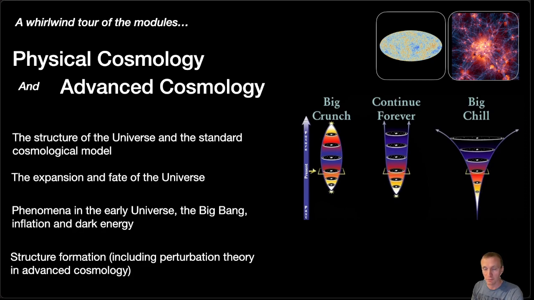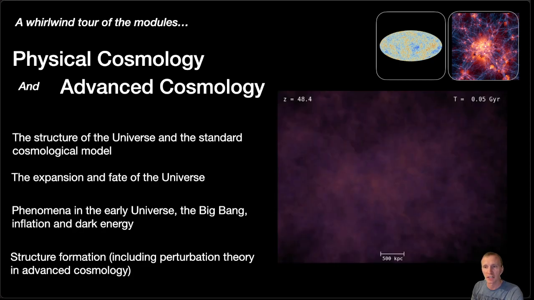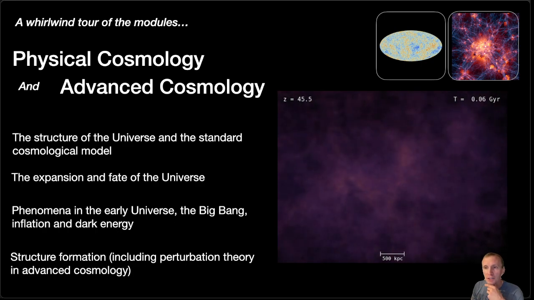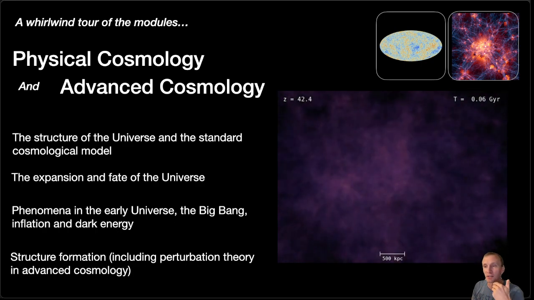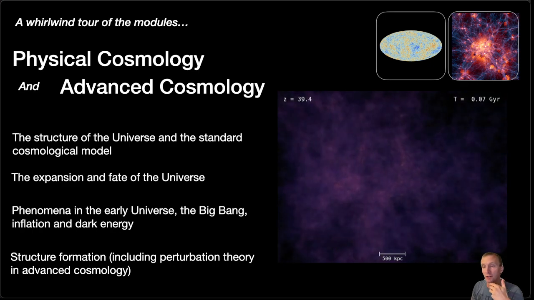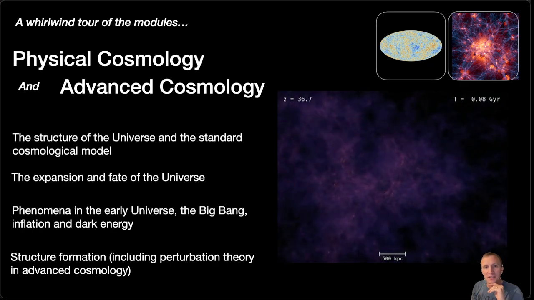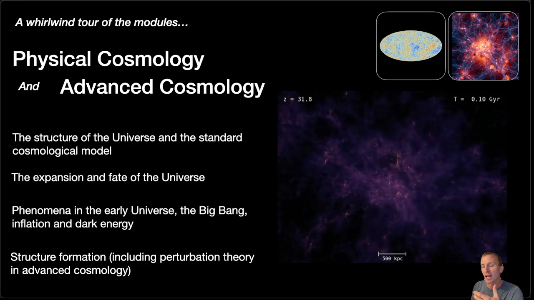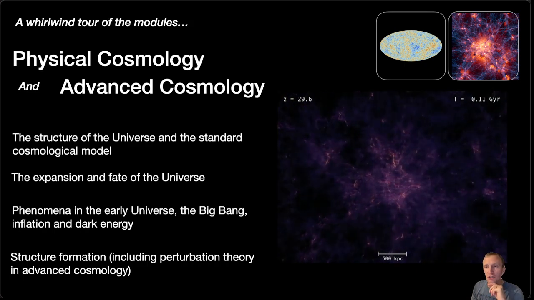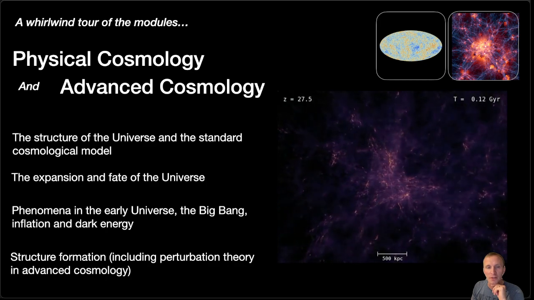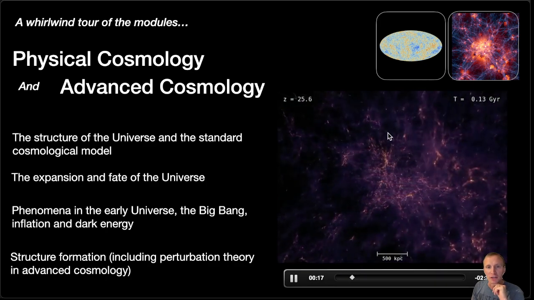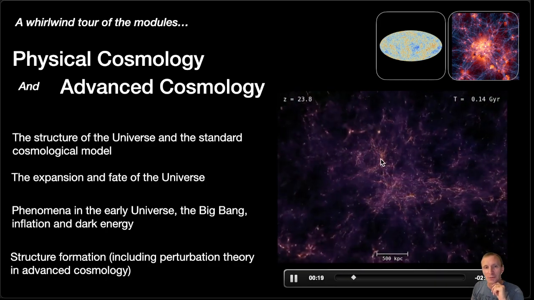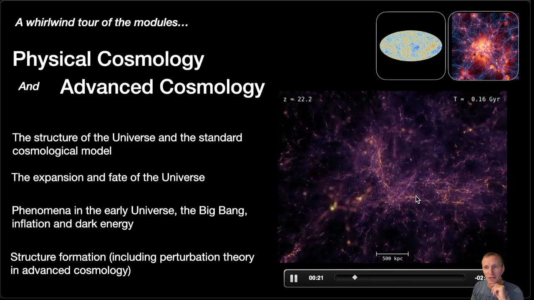And in advanced cosmology, what we add in is the introduction of structure into the universe. So this is a simulation of structure forming out of the universe. We won't be quite doing this in advanced cosmology, but using perturbation theory to analytically model the introduction of structure into the universe. So this here is a movie of filaments of dark matter with galaxies forming, clusters of galaxies forming within them.